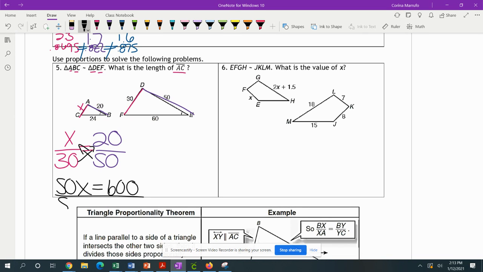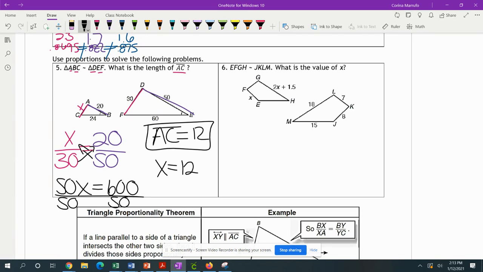To solve for X, we divide by 50. And we get X equals 12. And so since they're asking us for the length of AC, that means that AC equals 12. And they didn't give us any units.